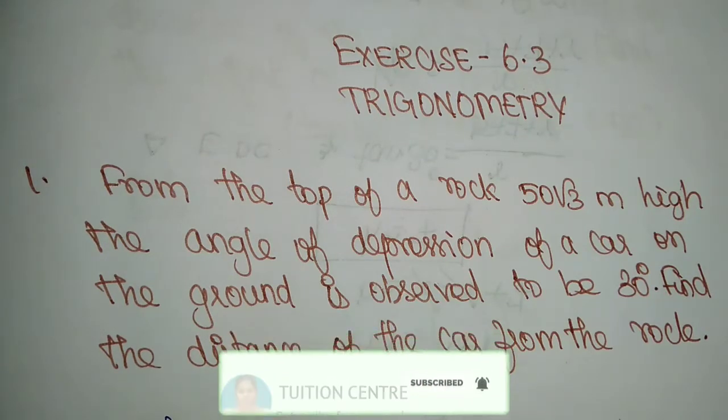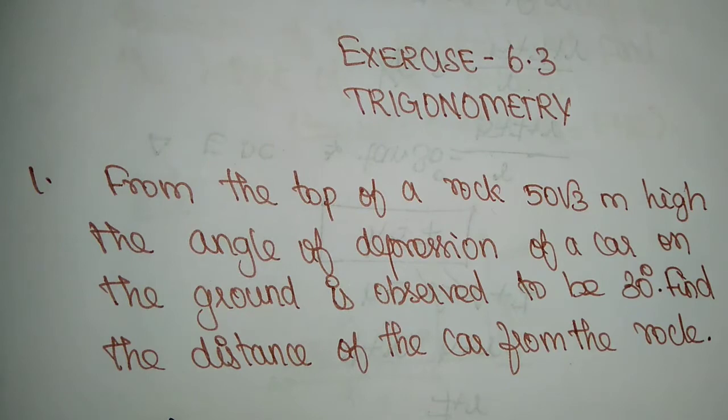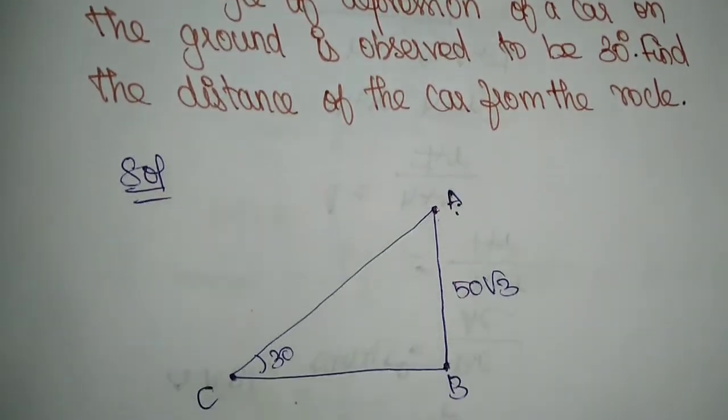First problem: from the top of a rock 50 root 3 meter high, the angle of depression of a car on the ground is observed to be 30 degree. Find the distance of the car from the rock. Okay, now we have to find the distance of the car from the rock. Here, solution.